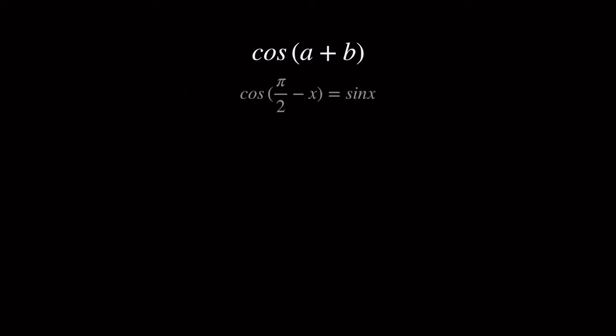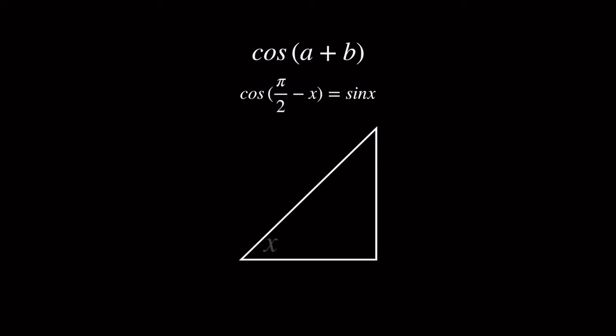Notice that identities such as the cofunction identity, cos(pi/2 − x) equals sin x, could be proved by building a right-angled triangle and observing the trig ratios of the relevant angles. Here I'm going to label that angle x, the other angle pi/2 − x, and the sides a, b, and hypotenuse 1. And we clearly see that cos(pi/2 − x) is a, which is also sin x, so they are equal.